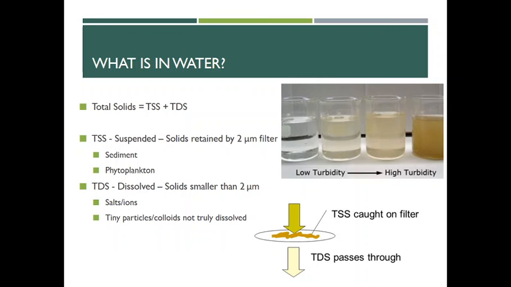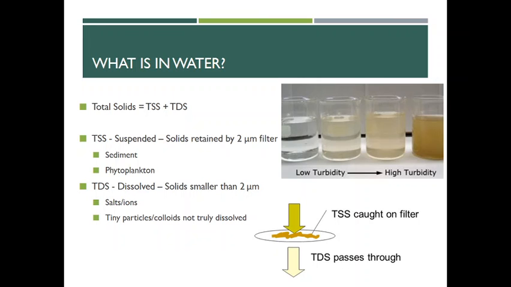And there's total solids, and that total solids is made up of two things: total suspended solids and total dissolved solids. Now, suspended solids are essentially just the stuff that is only in the water because the water is moving a little bit. So you take a 2-micron filter and you filter it out, and it's pretty much just sediment and phytoplankton.